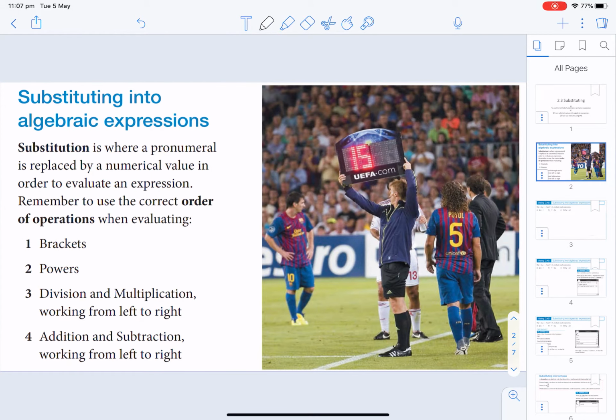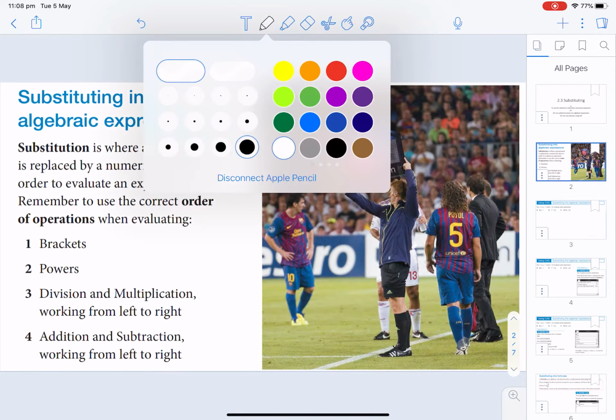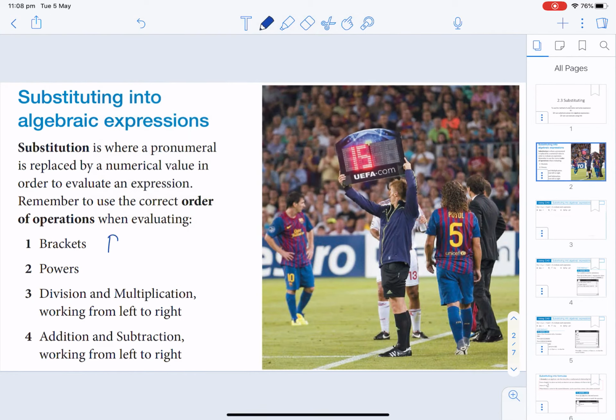Substituting into algebraic expressions. Substitution is where a pronumeral is replaced by a numerical value in order to evaluate an expression. Remember to use the correct order of operations: brackets, powers, multiplication, division, working left to right, addition, subtraction, working left to right. So if you remember, I'm just changing pens, sorry guys. This is our BODMAS rule. You guys remember it like that.